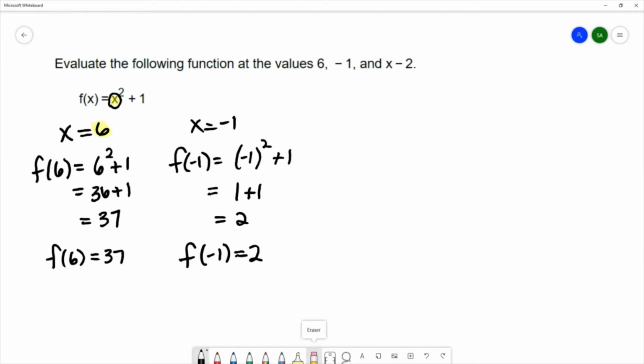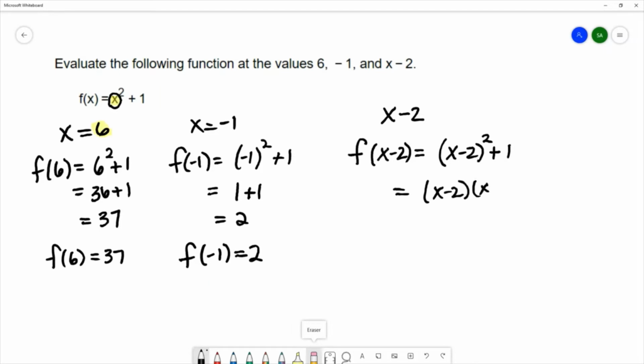And then our last one, we want to evaluate the function at x minus 2. That means we're finding f of x minus 2. Everywhere we see an x, we're going to change that to x minus 2. So we have (x minus 2) squared plus 1. Once again, I use parentheses because I want to make sure I square that whole thing. And when I simplify, this becomes (x minus 2) times (x minus 2) plus 1. Squaring something means multiply by itself.